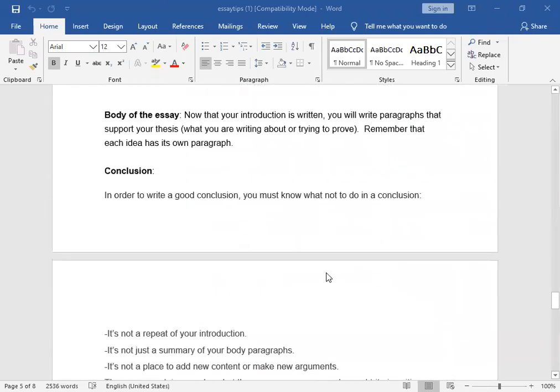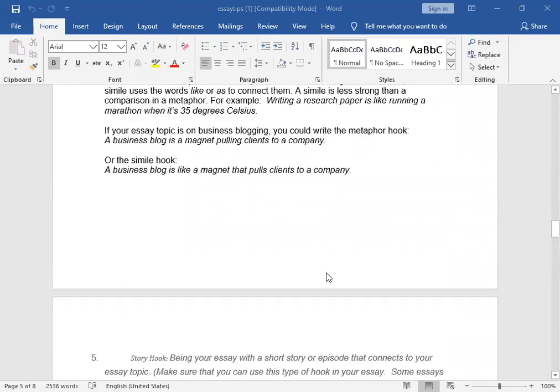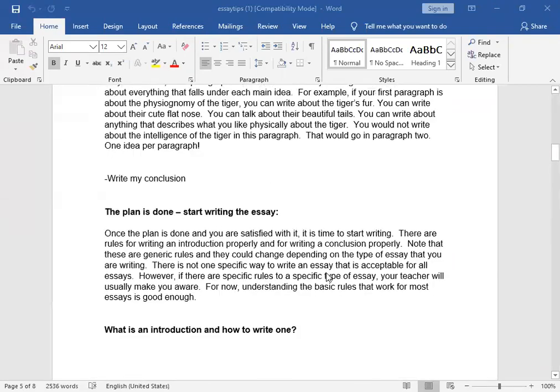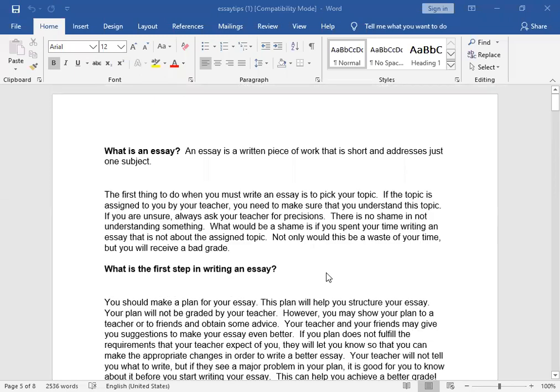So I will go back to the beginning. The first slide ever was this. What is an essay? An essay is a written piece of work that is short and addresses just one subject. Remember, do not have two stories in your composition. Just make it one. If it is a speech on a public health crisis in Israel, stick to that. If it is an essay on insecurity, stick to that. Don't talk about parties. Don't talk about football matches.